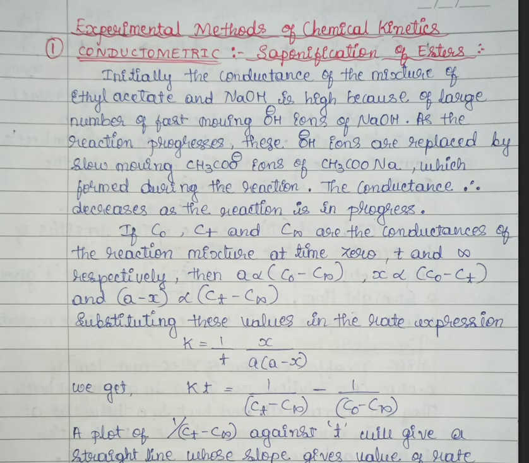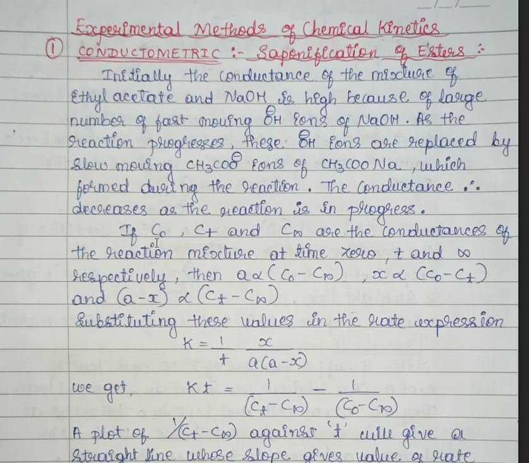Next, we will move on to experimental methods for chemical kinetics. Number 1 is the conductometric method, saponification of an ester. Saponification of an ester is nothing but the ester being treated with a base, NaOH, to give the sodium salt of the acid and alcohol. Conductance is the measurement of mobility of ions. The more the mobility, the more the conductance. In general, OH minus ions and H plus ions have the highest mobility in solution, hence we get the highest conductance.